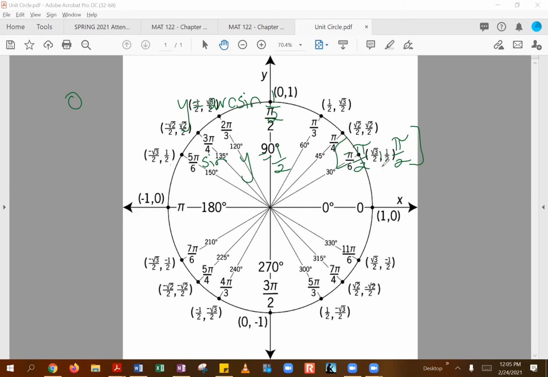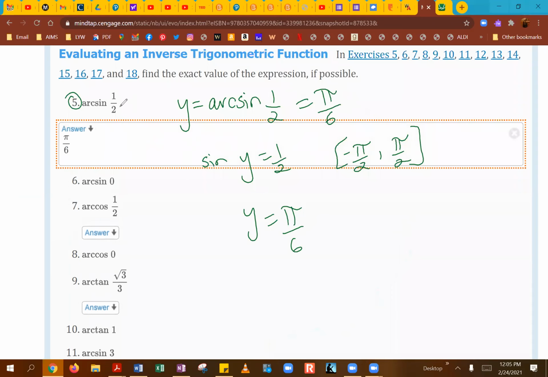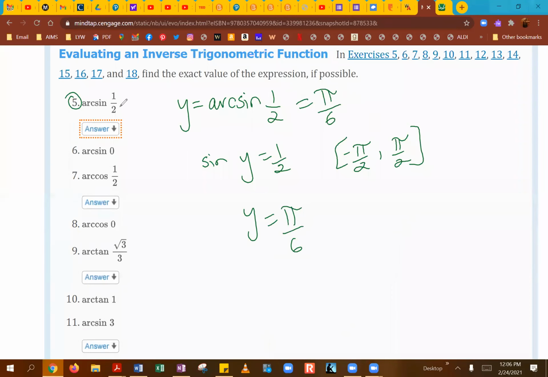Or your sine coordinate. None of the other angles, because this guy doesn't work. This guy, obviously, is negative. We don't need a negative. So none of these other y values are working. So you're only looking at pi over 6 for that. So yeah, perfect. So y equals pi over 6. That will be the answer for this guy over here, and we should be able to confirm that looking at this.